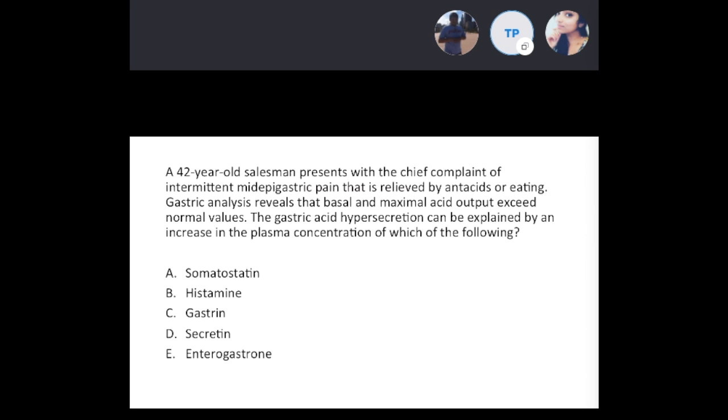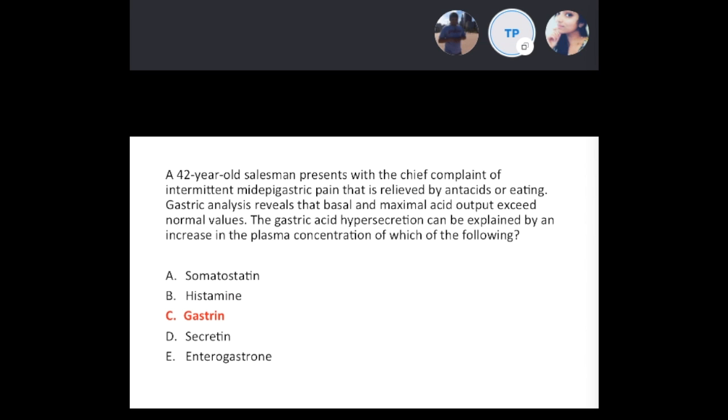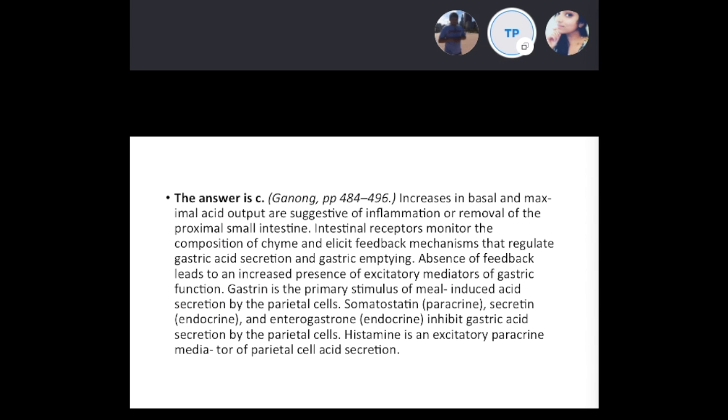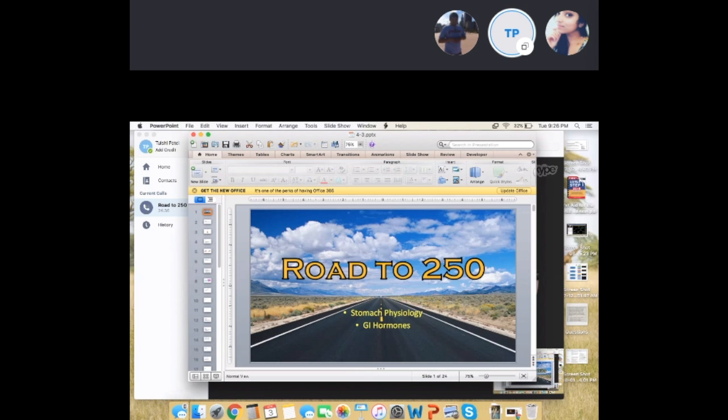C. C as well. Yeah, exactly. So increase in basal and maximal acid output are suggestive of inflammation or removal of the proximal small intestine. So the absence of feedback leads to increased excitatory mediators of gastric function. So gastrin is a primary stimulus. And that's all I got.